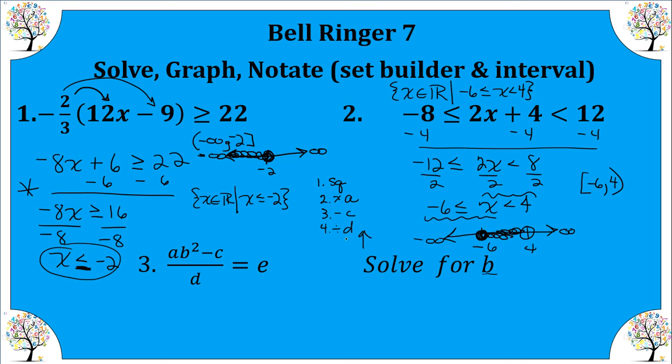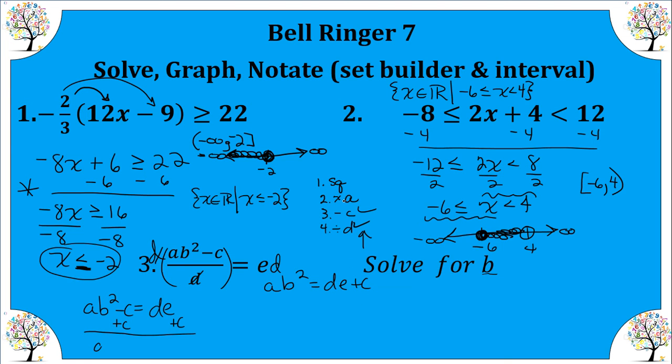So we're going to work backward and undo all these operations. So first we're going to multiply both sides by d. So we have ab squared minus c equals e times d, or d times e. And then we are going to undo the subtract by adding c. Now the plus c has to come at the end of what is already there. So let me come up here and write it here. So we have ab squared is equal to d times e plus c.